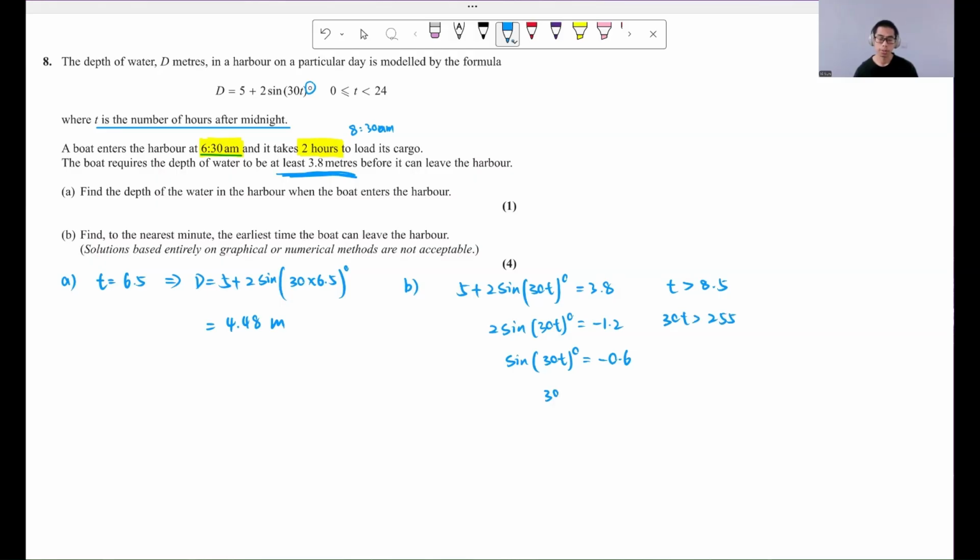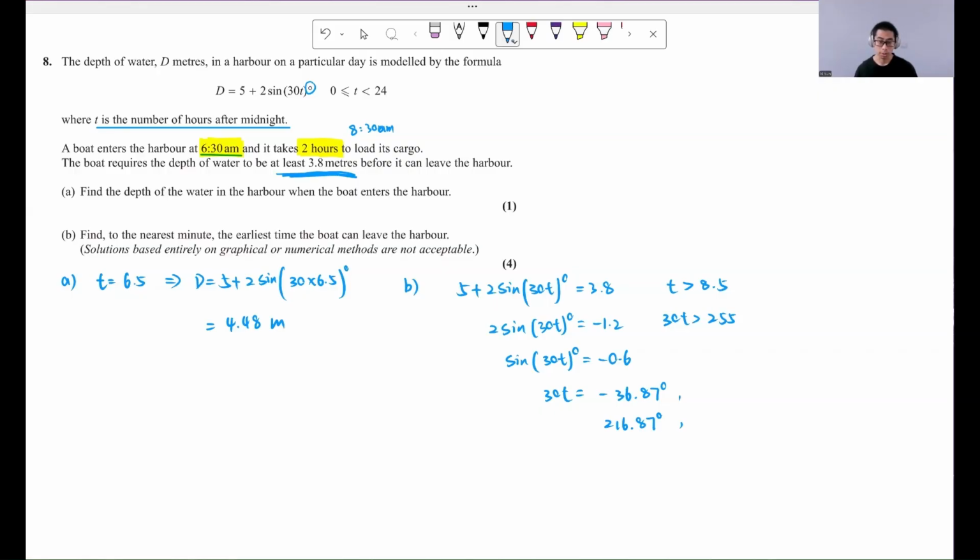So then solve that. 30t is equal to sine inverse of negative 0.6, which is negative 36.87. Remember, this is sine, so the other value is 180 minus the answer we got before. So 180 minus this is 216.87. And none of them is more than 255, so we need to add or subtract 360 to get values inside the interval we want.